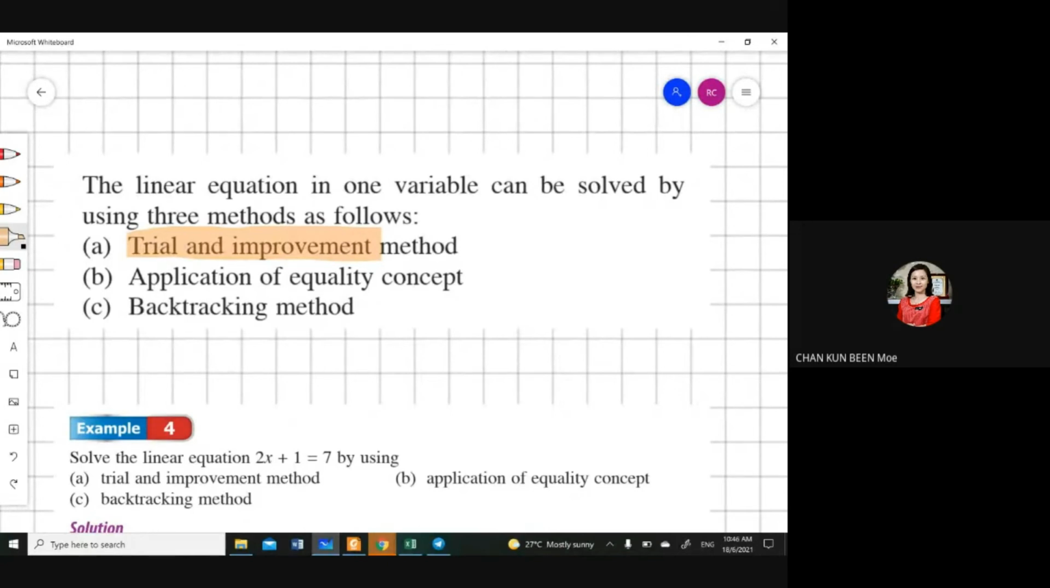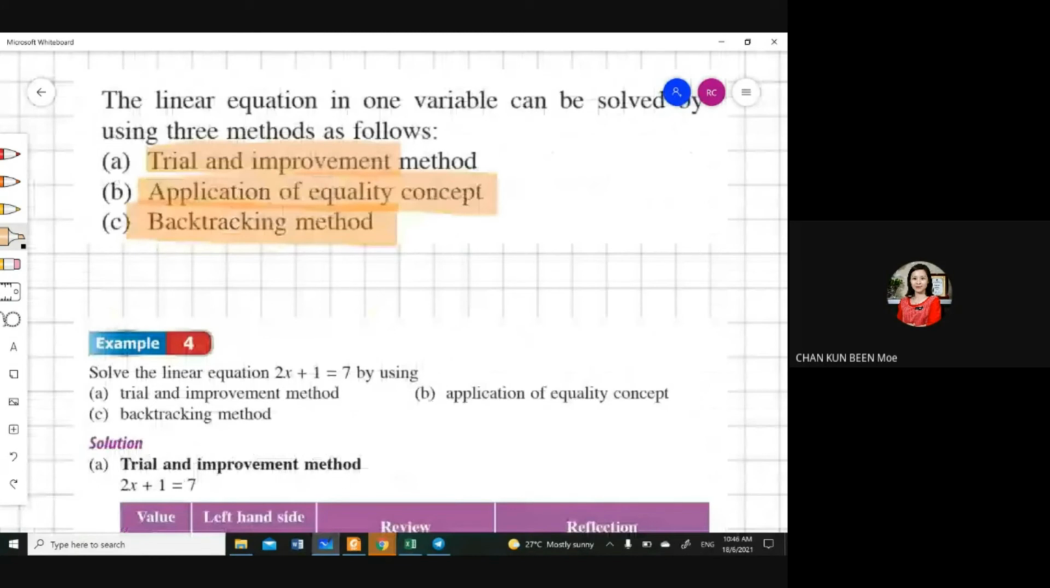Still remember? Cuba jaya. Bagus. What about the second one? Application of equality concept. This one is not in the word bank, but never mind, we are going to go through it later on. And then backtracking method. Masih ingat? Pematah balikkan. Bagus, pandai kamu semua. Okay, we look at an example.